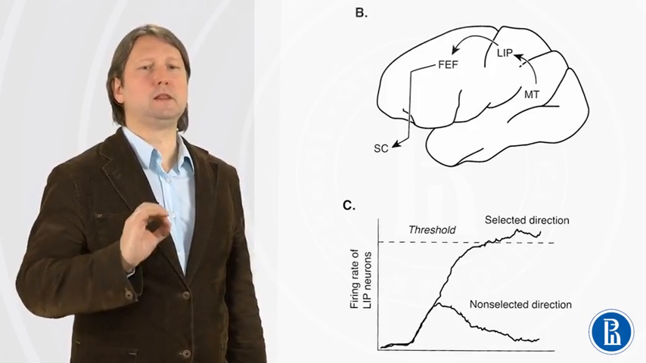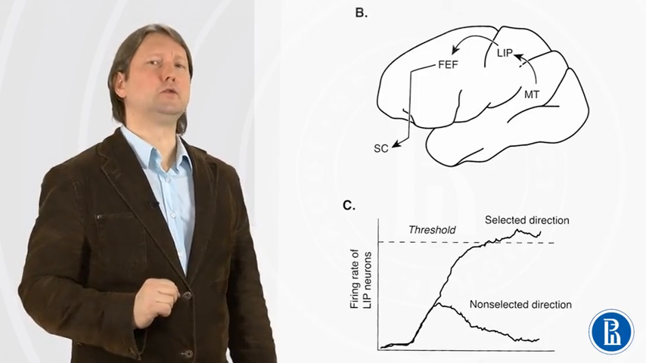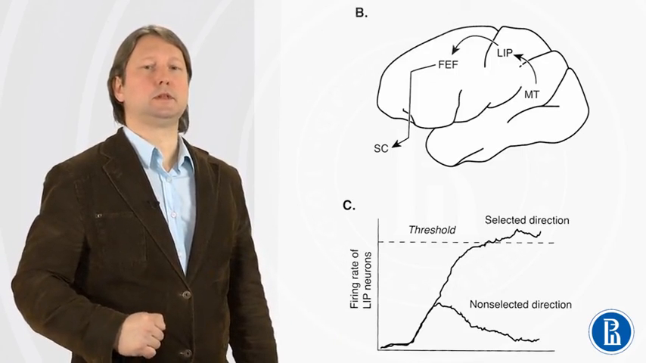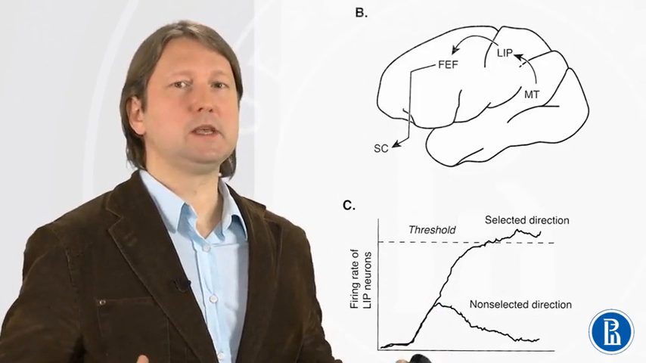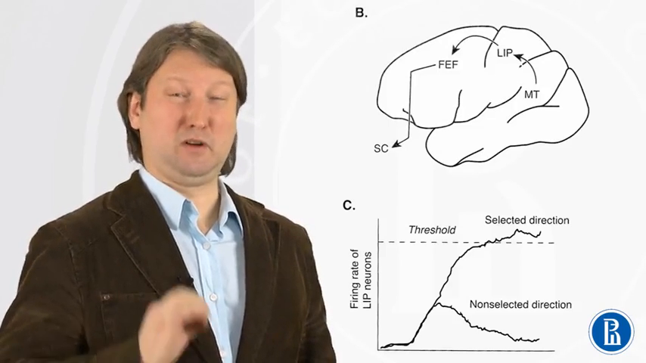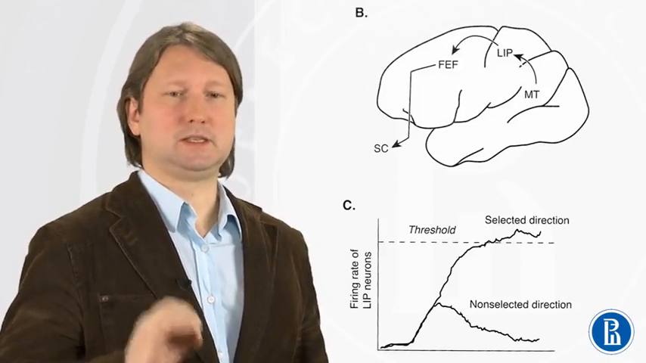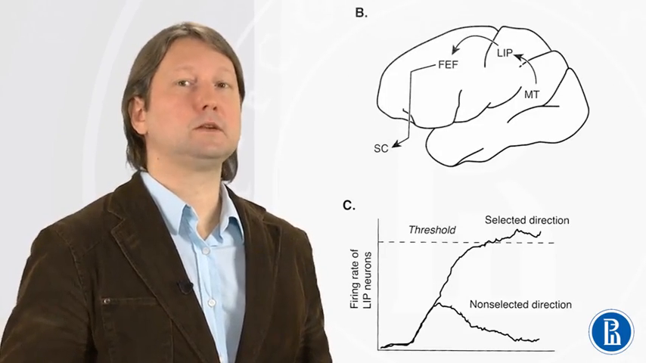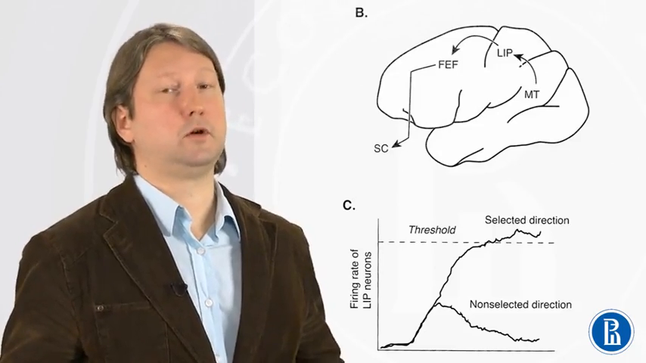If we look at these decision-making neurons in the area LIP, they accumulate information from the motion detectors, they gradually increase activity, the firing rate, and if this firing rate crosses this threshold, the decision is finalized. If the firing rate of this neuron doesn't cross this threshold, the alternative wins.